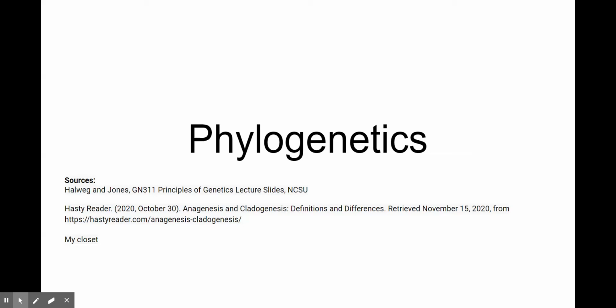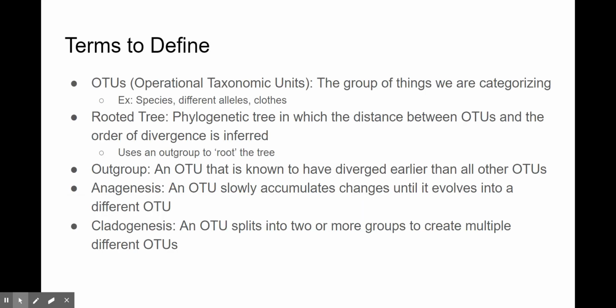In this video, we're going to be talking about phylogenetics. Here's a few terms to define before we look at our tree. Operational taxonomic units, or OTUs, are the different things we're trying to categorize. In this case, we're going to be looking at different types of clothing.